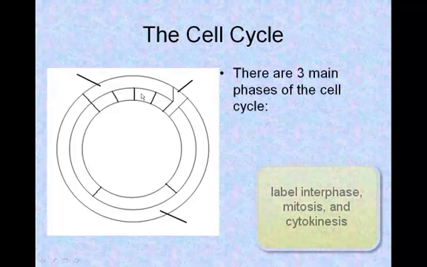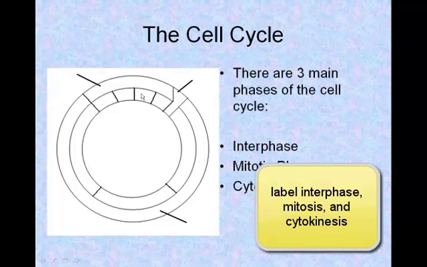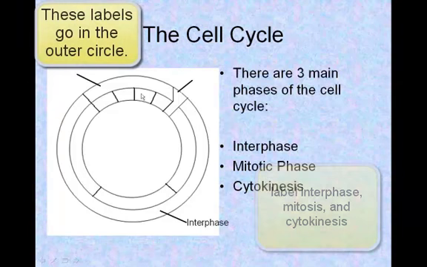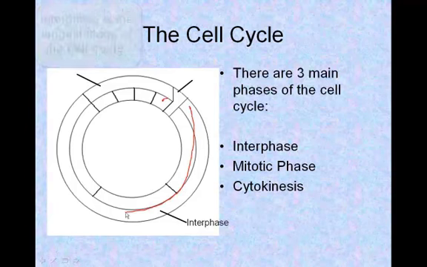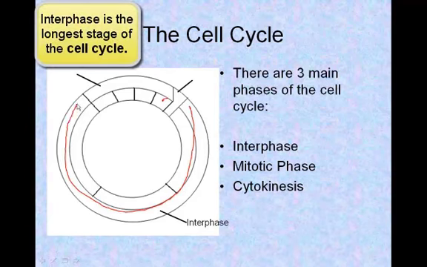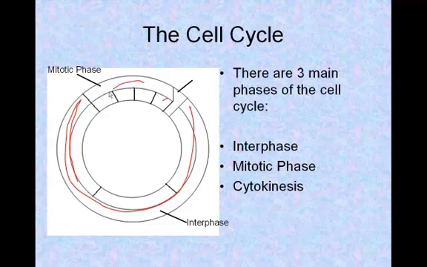So the first thing we're going to do is show you the 3 major stages, and you're going to want to label these. So the 3 main phases are interphase, the mitotic phase, and cytokinesis. So interphase is this part of your diagram. It's basically the longest part of the cell cycle. It's the biggest. Then there's the mitotic phase, which is up here. And then there's cytokinesis, which is here.